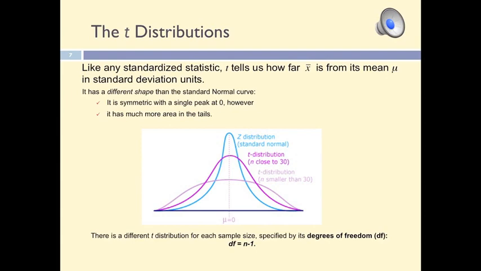Another important distinction is that the t distribution looks different for different sample sizes. You can see in this figure that as the sample size increases, the t-curve gets closer and closer to the normal curve. This is why when we are using t-scores, we have to take into account the sample size. In computation, the sample size is specified by the number of degrees of freedom, which is equal to n, the number of individuals in the sample, minus 1.